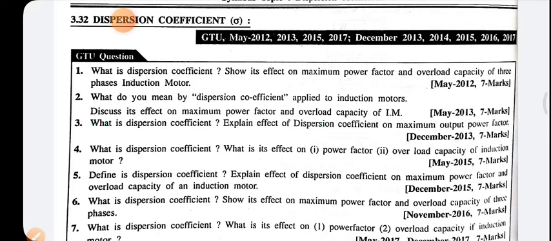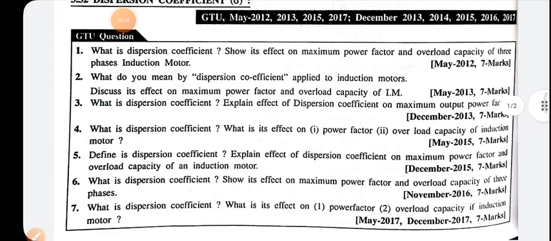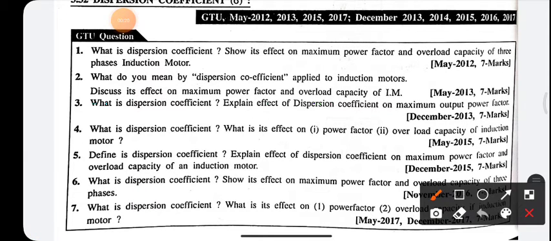As you can see, it has been asked in our GTU exam many times, and each time it is asked in a different way. Here, how it is being asked is given to you, so you can take it as a reference and you will be able to answer if it is asked in a different way. So we'll start with dispersion coefficient.